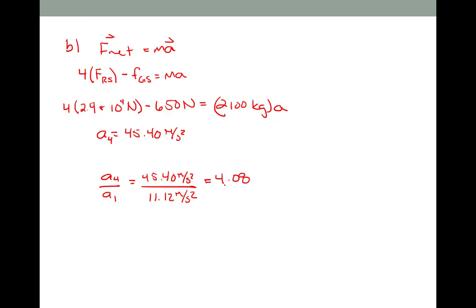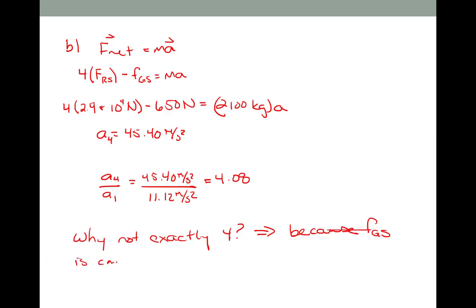Well, why isn't it exactly 4? I mean, I multiplied the thrust by 4, so why isn't it exactly 4? It all comes down to the friction. The friction, F_GS, is constant. It was 650 newtons when one rocket was burning, and it was 650 newtons when 4 rockets were burning. And therefore, that affected the acceleration.